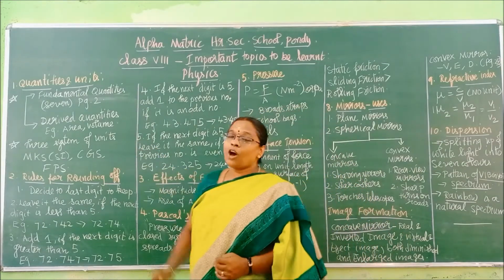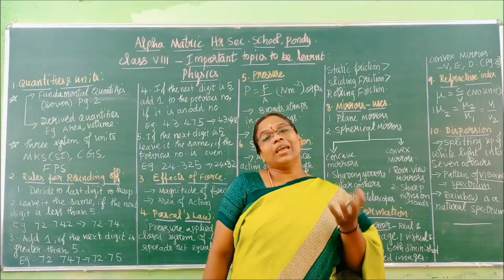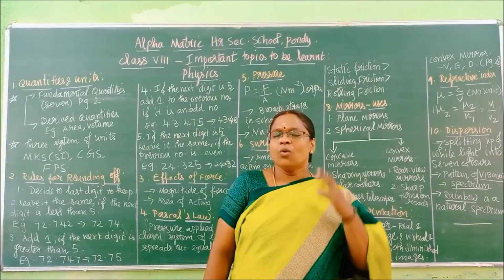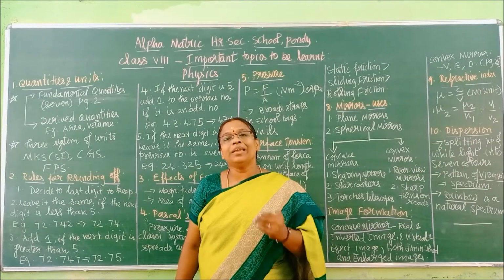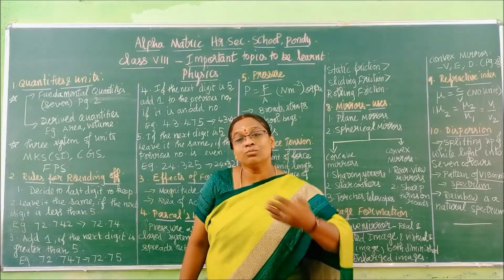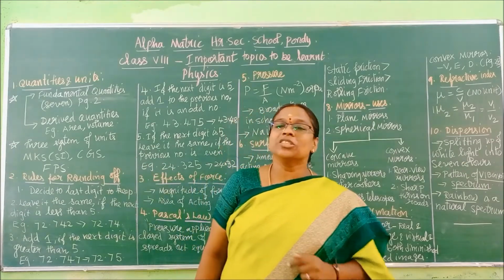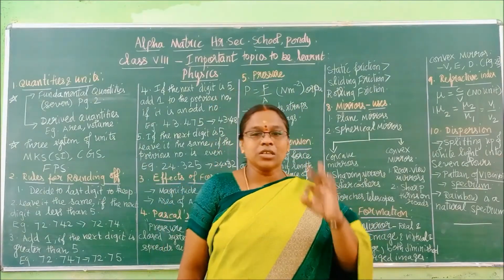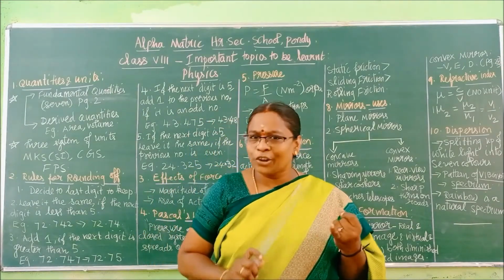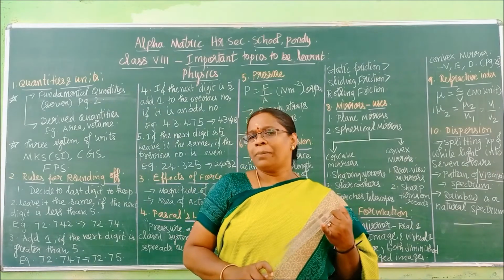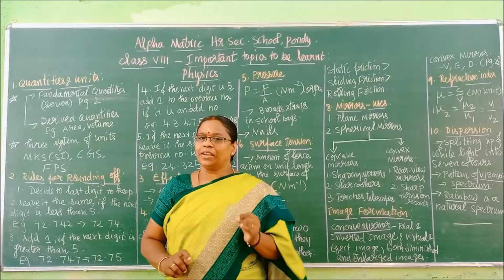Right. So how many fundamental quantities do we have? 7 fundamental quantities, and we have so many derived quantities. What are fundamental quantities? The quantities which cannot be expressed in terms of other quantities are called fundamental quantities. Take page number 2 in your textbook. It shows there are 7 fundamental quantities. What are they? Have you taken your textbook, page number 2, with your pencil in your hand? Pause the video and take it.